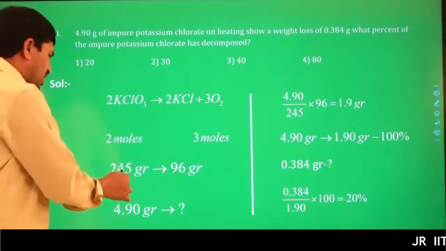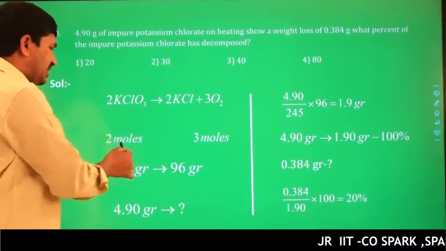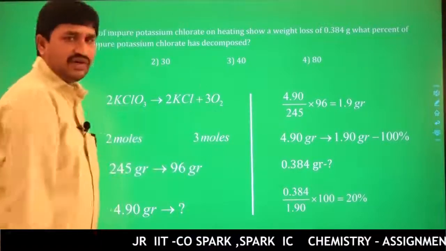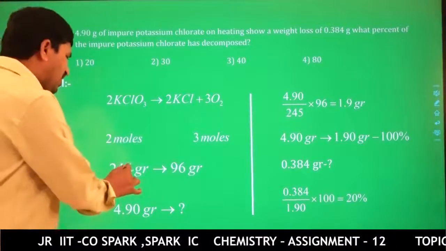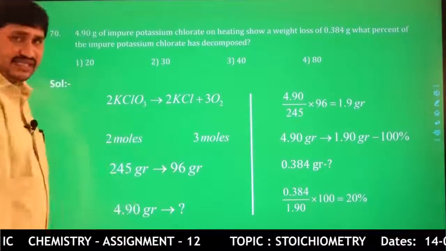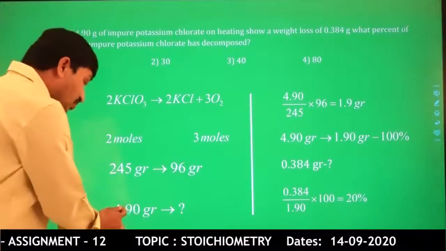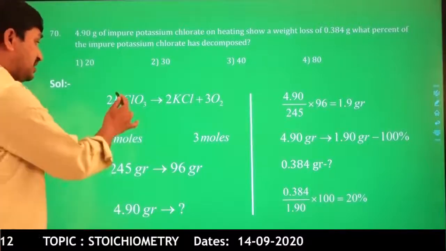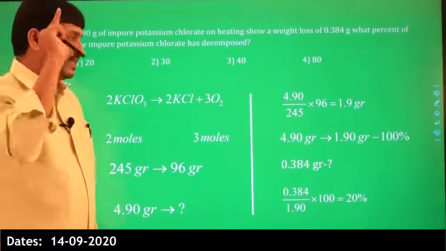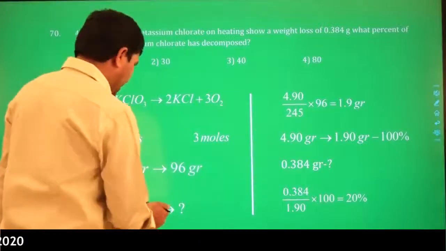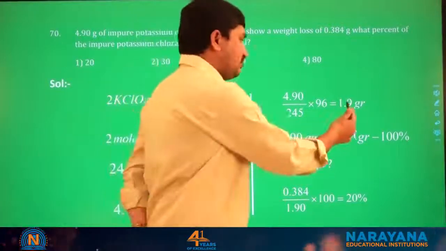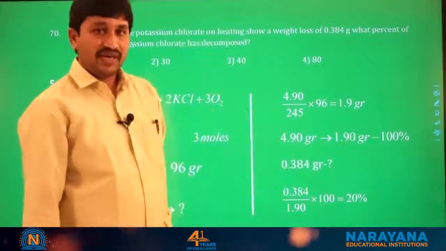Because 245 grams of KClO3 is equal to 2 moles and 96 grams of O2 is equal to 3 moles. Now, if 245 grams of KClO3 thermally decomposes, losing 96 grams of oxygen, then when 4.9 grams decomposes, how many grams of O2 is lost? So 4.9 by 245 into 96, and you get the answer 1.9 grams. Got it?